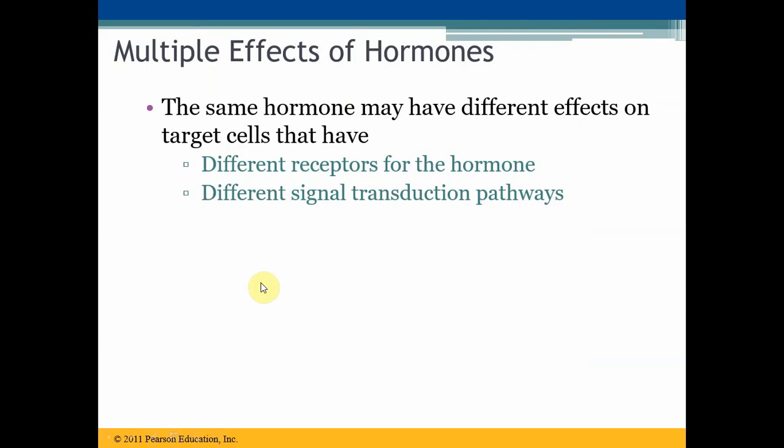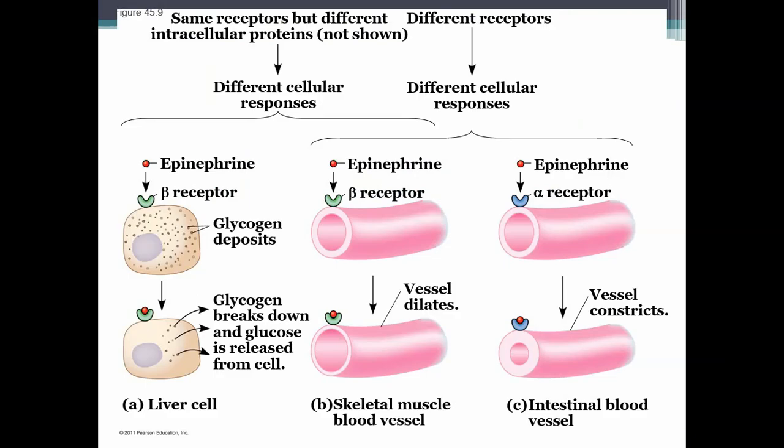The same hormone may have different effects on target cells. They have different receptors for hormones and different signal transduction pathways. Like the same receptor but different intracellular proteins, giving different cellular responses. Epinephrine has effects on beta receptors and alpha receptors. On beta receptors, glycogen breaks down and glucose is released from the cells.